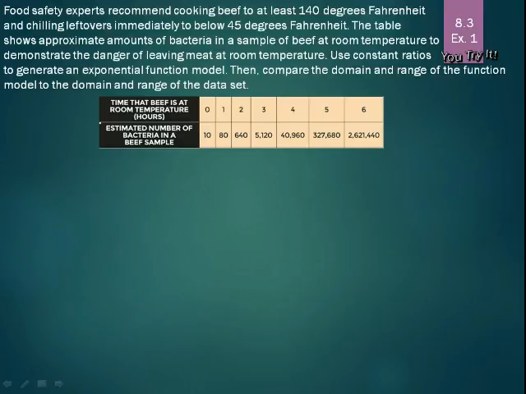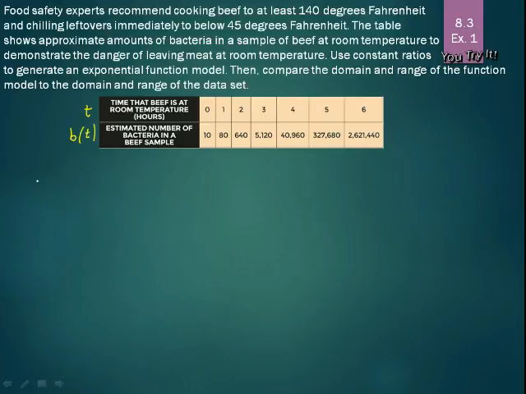Okay, so first let's just look at our two quantities here. We've got the time that the beef is at room temperature, and that just goes in order there. Time is most of the time independent, and here that will be the case. So we can just call that T for time, and then we have the estimated number of bacteria in the sample, and that's dependent on our time. So that will be our dependent variable, and we can just call that B for bacteria of T.